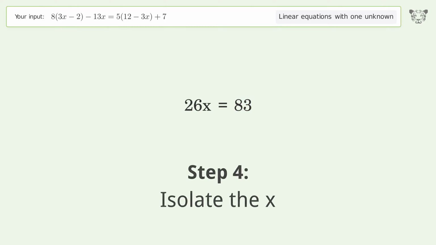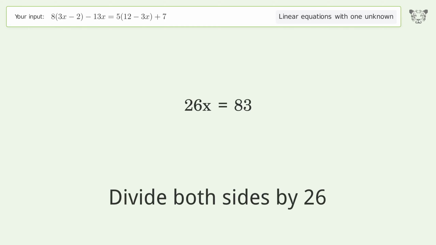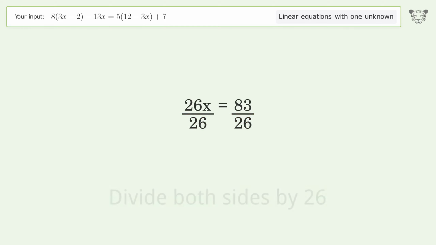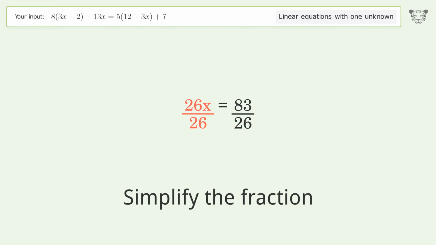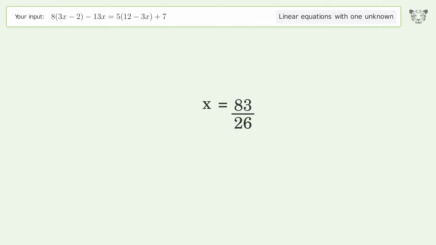Isolate the x. Divide both sides by 26. Simplify the fraction. And so the final result is x equals 83/26.